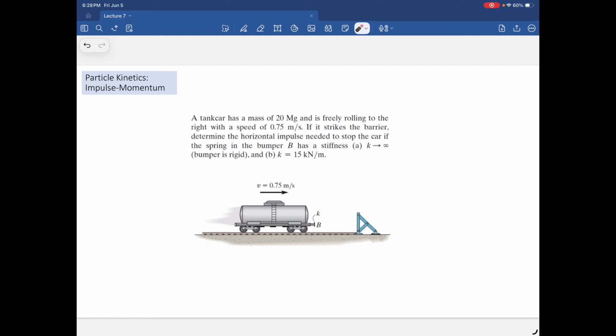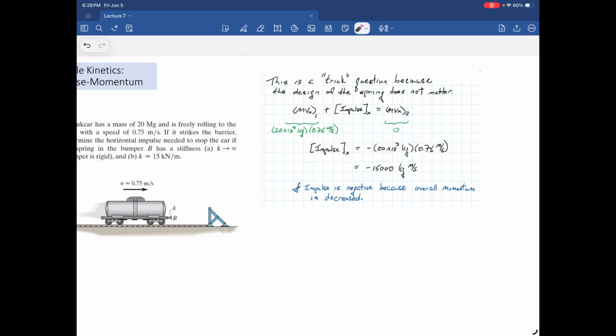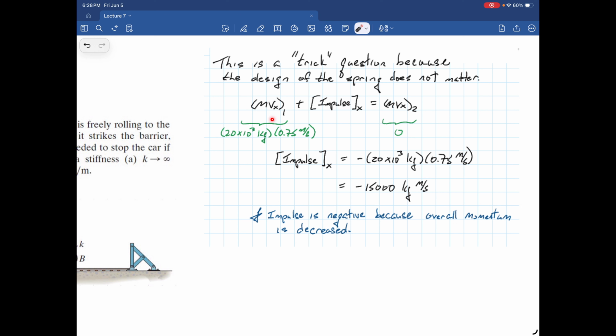And it says, stop the car if the spring in the bumper B has a stiffness K goes to infinity, the bumper is rigid, and B, K equals 15 kilonewtons per meter. So they're putting a little wrinkle in here on us. What we should recognize is that this is a trick question because the design of the spring doesn't matter, right? We essentially have an initial momentum, the mass, 20 times 10 to the 3 kilograms times its initial velocity.